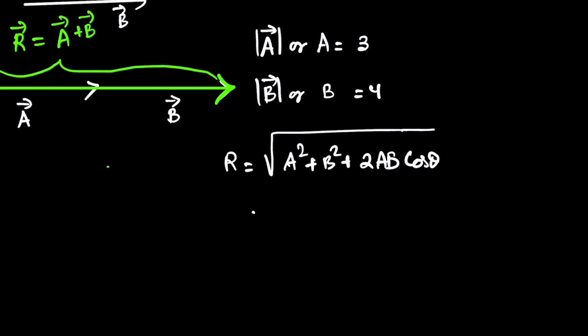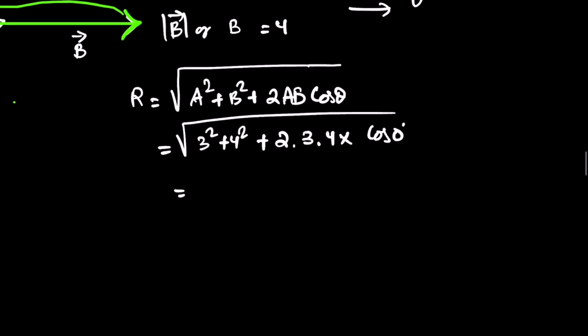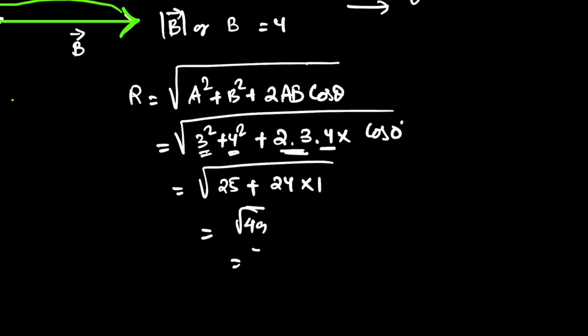Now in this case, any two things in the same direction, the angle is said to be 0 degree. So A is 3, B is 4: 3 square plus 4 square plus twice 3 into 4 cos 0 degree. Cos 0 is 1. So 9 plus 16 is 25, plus 2 times 3 times 4 is 24, then cos 0 is 1. 25 plus 24 is 49, root over 49 is 7.